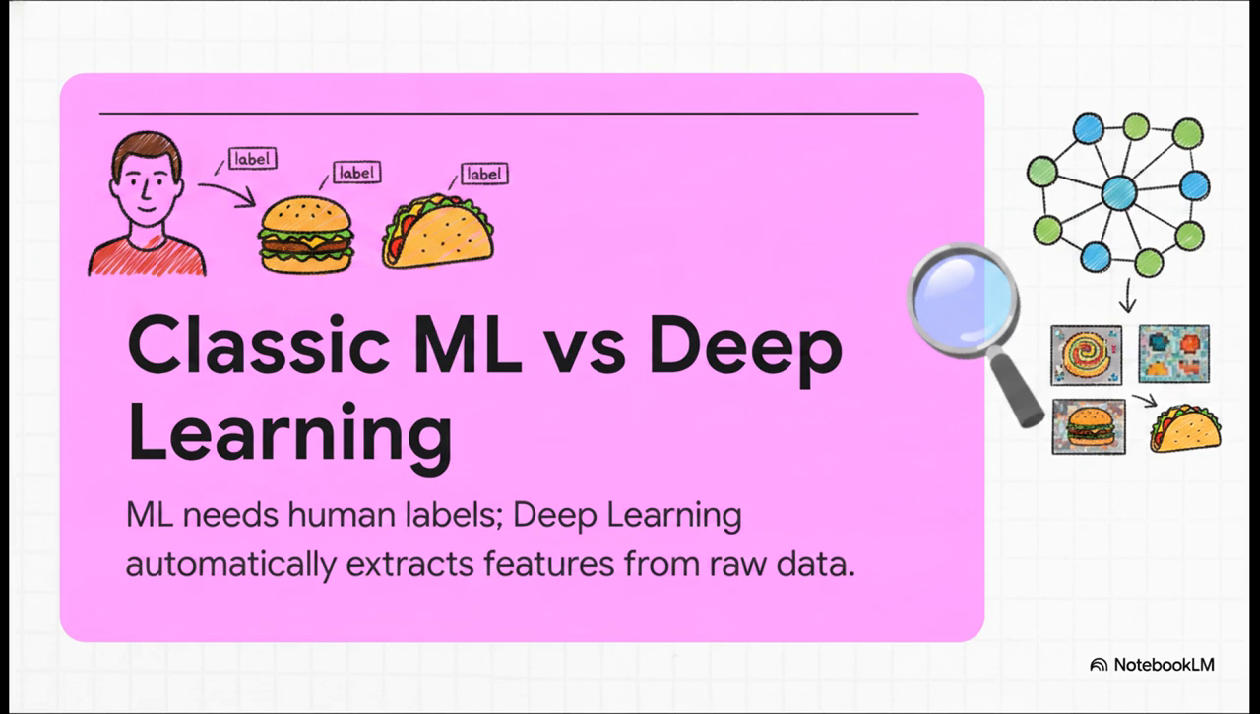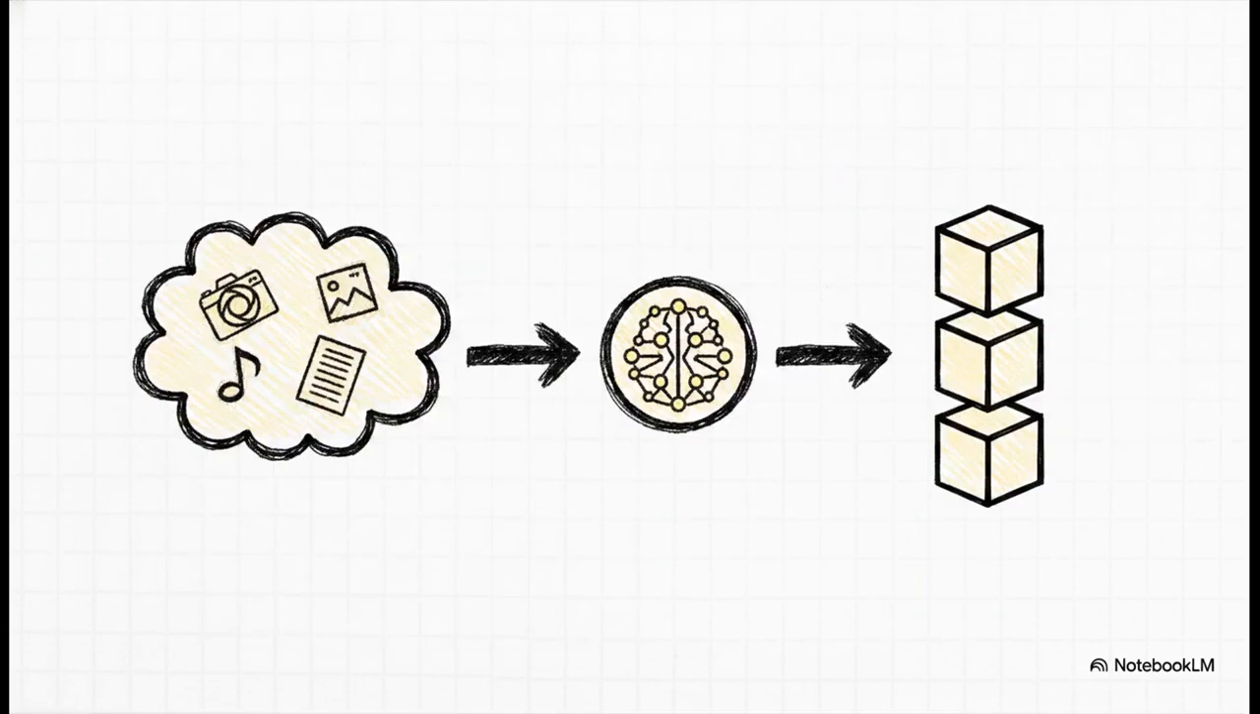Deep learning, on the other hand, is a massive breakthrough because it mimics the neural networks of the human brain. It just ingests raw, unstructured data, like millions of pixels in an image or huge blocks of text, and automatically figures out the distinguishing features on its own. No human hand-holding required. Now, you might be wondering, why does this matter so much?